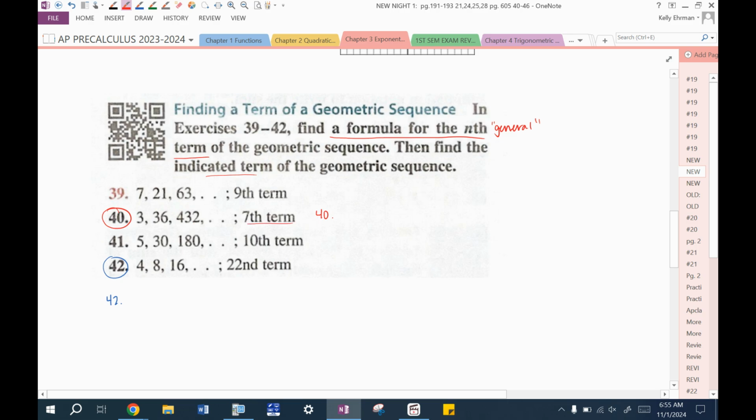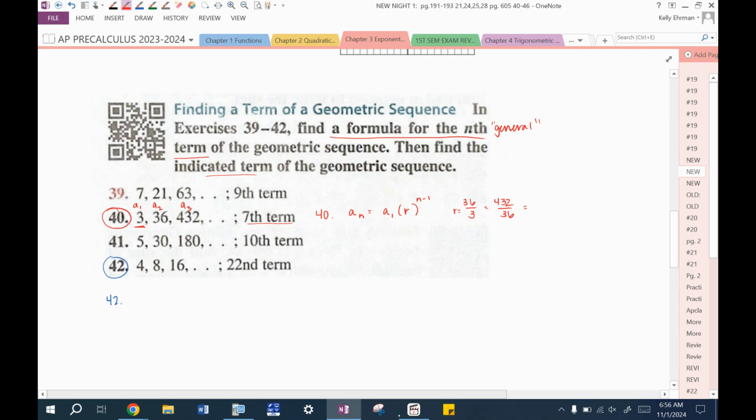So to find the nth term, remember we have this formula. The nth term could equal, because we have the first term, the second term, and the third term. So because we have the first term, I'm going to say my formula is A1 times the common ratio raised to the n minus 1 power. I need to find the common ratio first. So it should be r is equal to 36 divided by 3, which should also equal 432 divided by 36. And you can use a calculator for this.